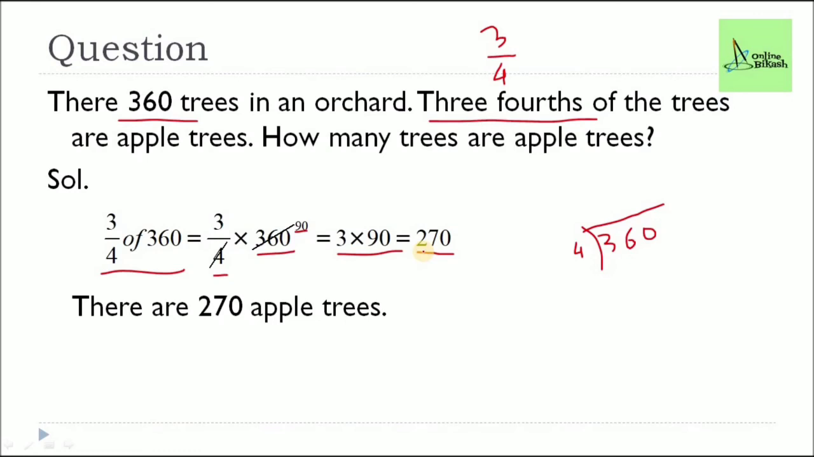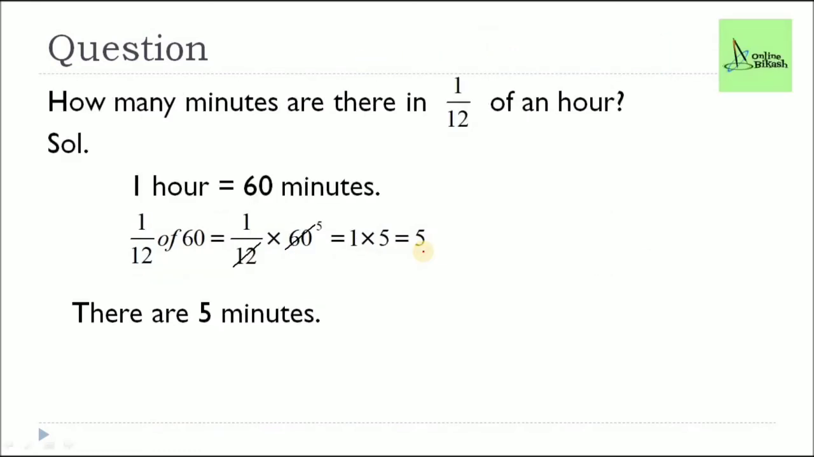Okay, now let us take another question. How many minutes are there in 1 by 12 of an hour? Okay, now you see the solution. First of all, you have to take this 1 by 12 of an hour. Okay, in an hour, how many minutes? In 1 hour, you know that 60 minutes are there. Okay, so 1 by 12 of 60, we have to do this multiplication. Okay, we have to do this calculation, 1 by 12 of 60.